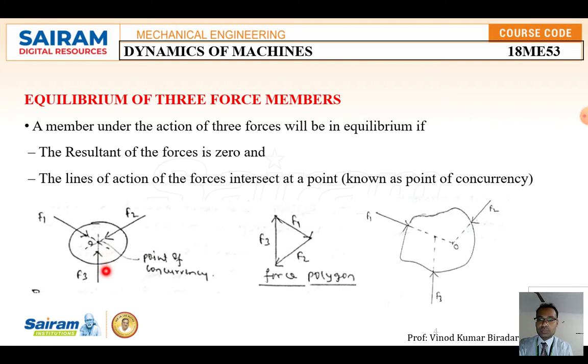Suppose F1 is acting on this side, just extend the line. F2 is acting in this direction, just extend the line, and F3 is also acting in this direction, just extend that line.